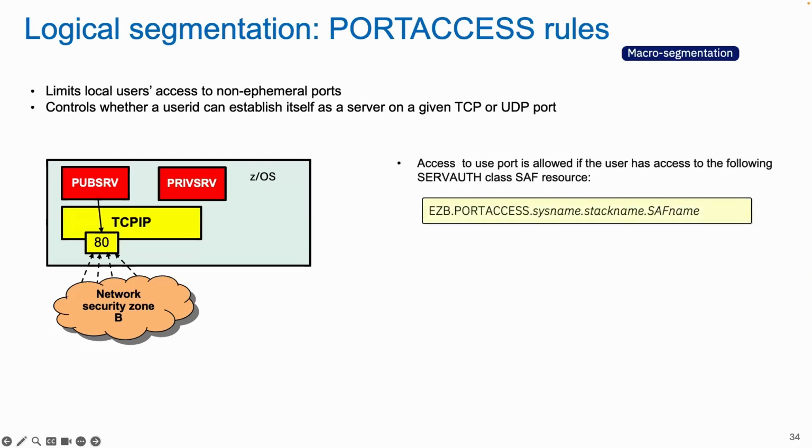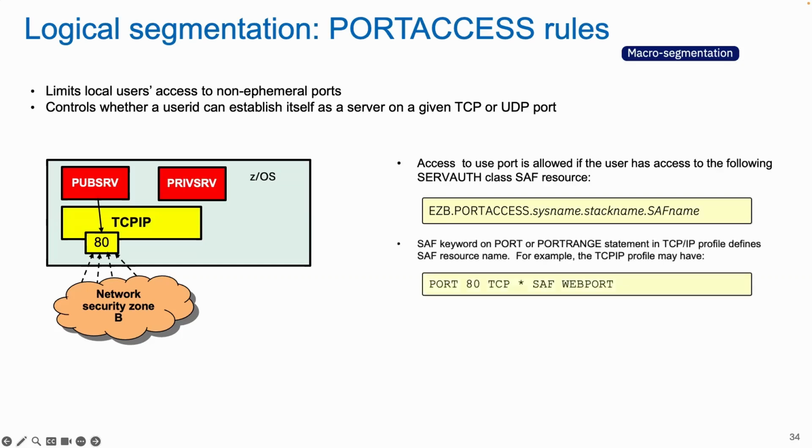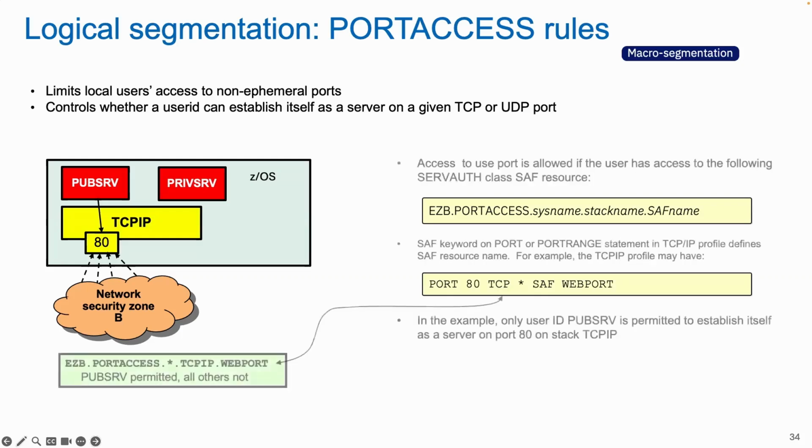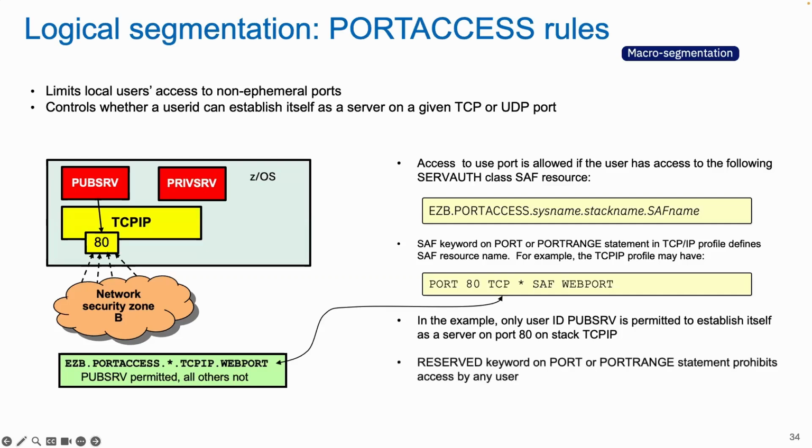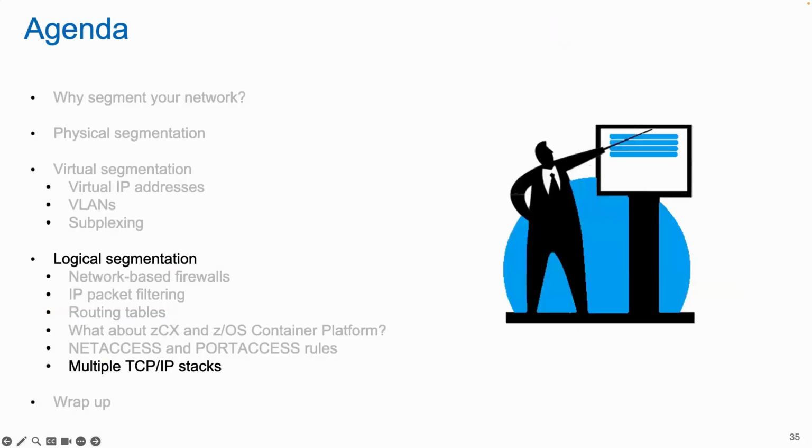So you would have a SAF resource something like EZB.PORTACCESS.systemname.stackname.safname. That SAF name is what you would define on the PORT or PORTRANGE statement in your TCP/IP profile. In this case, I have WEBPORT as the SAF name for port 80, and a SAF resource called EZB.PORTACCESS.*.TCPIP.WEBPORT. Only PubServ here has access to that web port. So PriveServ can't establish itself on that port.